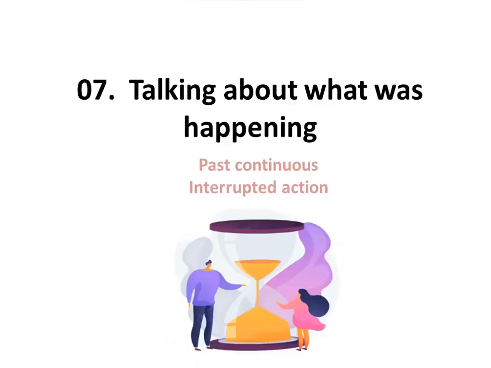So, we will learn how to use the past continuous tense to describe some actions that were happening in the past. We will focus on the interrupted actions. Let's start.